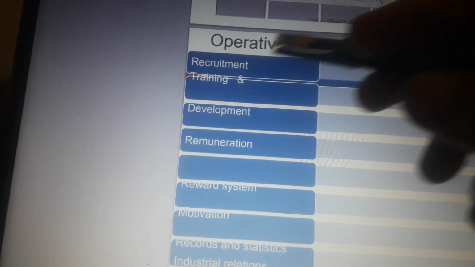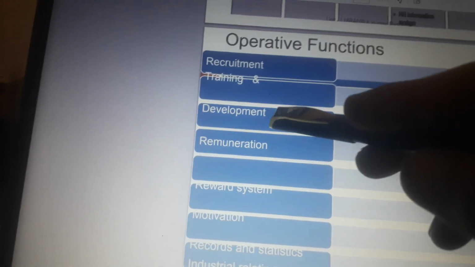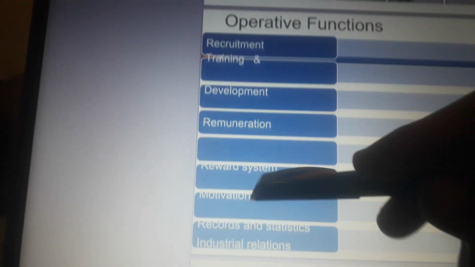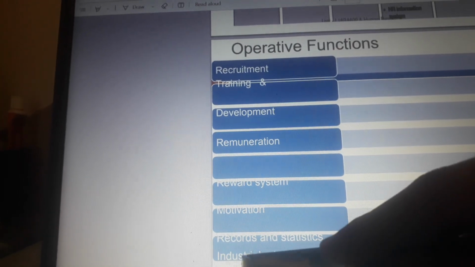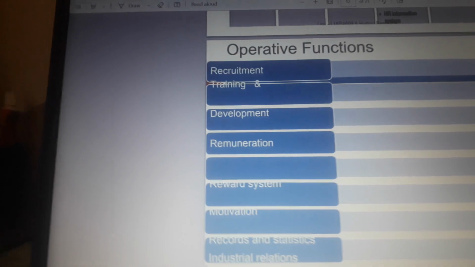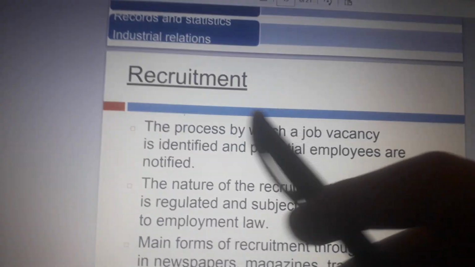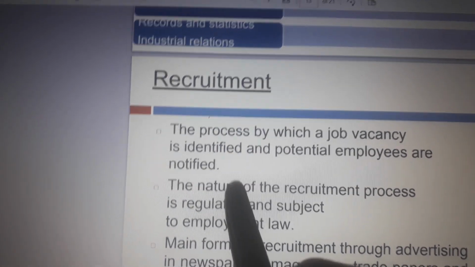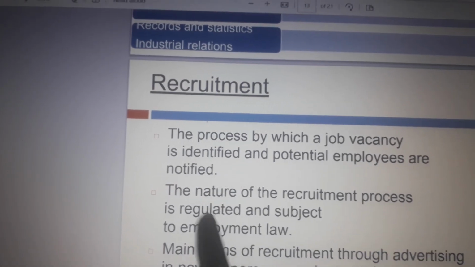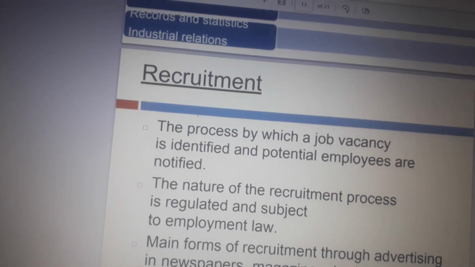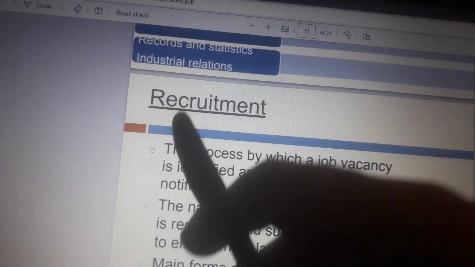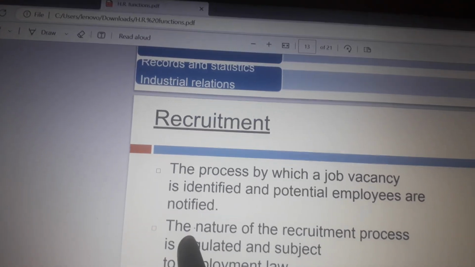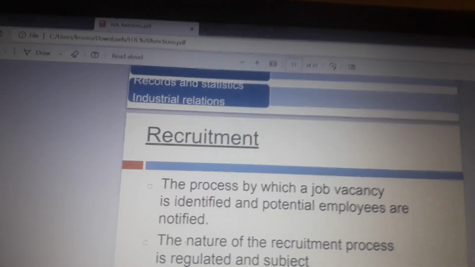In operative functions come recruitment and training, development, remuneration, reward system, motivation, records and statistics, industrial relations. Recruitment: the process by which a job vacancy is identified and potential employees are notified. The nature of the recruitment process is regulated and subject to employment law.